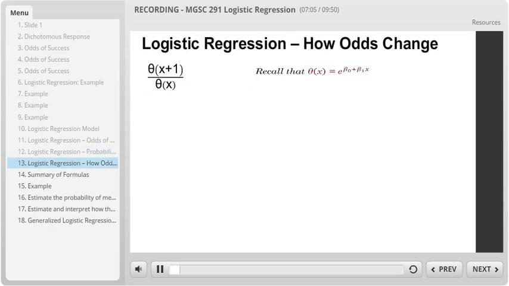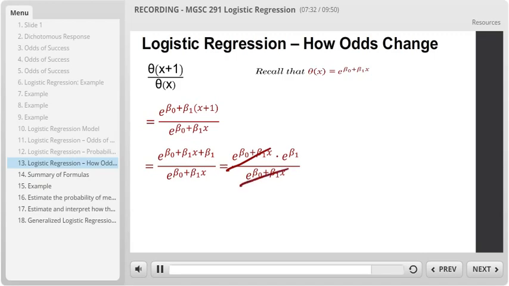The final result we will find is the odds at x plus 1 relative to the odds at x. This will tell us how the odds change when x increases by 1. Recall that the odds of success at x is equal to e to the power of beta naught plus beta sub 1 times x. Plugging in x plus 1 for x gives us the numerator, and the denominator is simply the odds at x. A few steps of algebra to simplify gives us e to the power of beta sub 1.